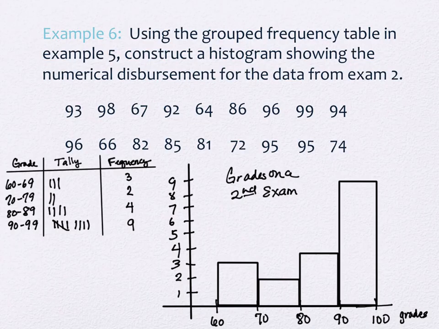Any idea what else is missing? Label on your vertical axis. Yeah, I need labels on both axes. I said it, but then we never did it. We have the label on the bottom one says grades. The label on the vertical one, or the one that's going up, kind of like our y-axis, is frequency. And we need to write that in.